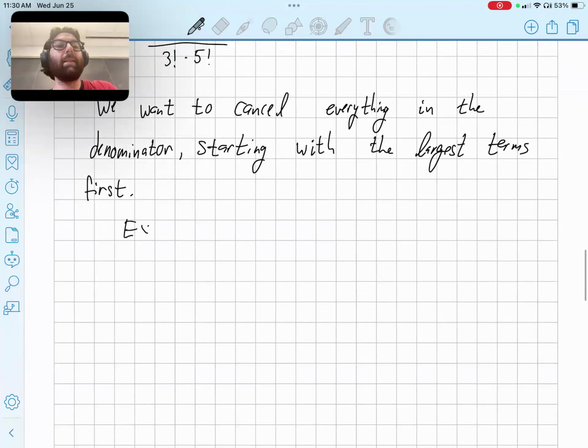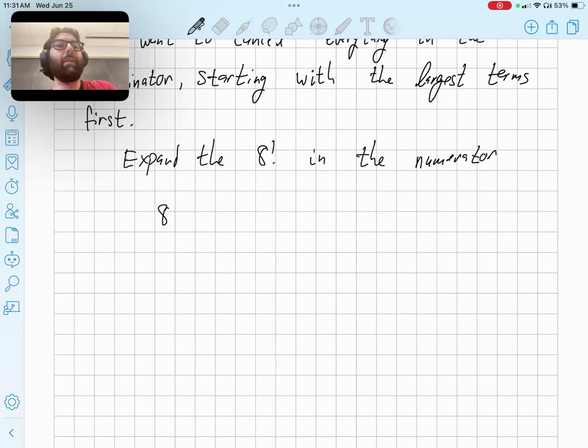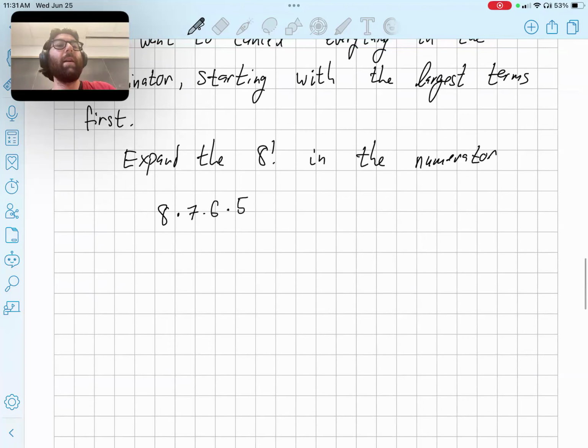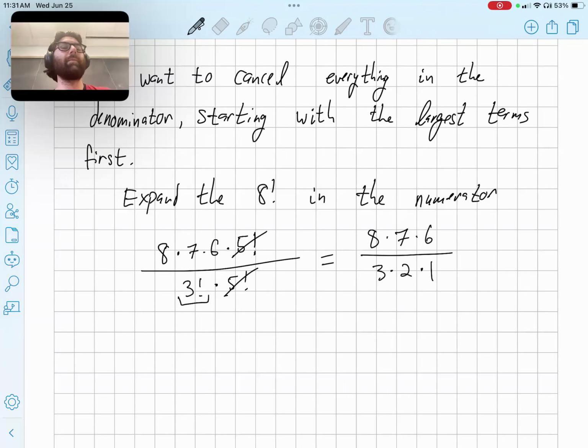And so we'll expand the 8 factorial in the numerator. We'll get 8 times 7 times 6 times 5. If I cut it off here with a 5 factorial, I can cancel the 5 factorial in the denominator. When I cancel, I'm left with 8 times 7 times 6, no factorial because we canceled it, divided by this 3 factorial, which I'll expand as 3 times 2 times 1.